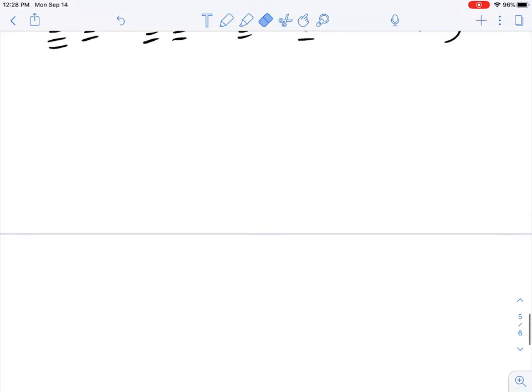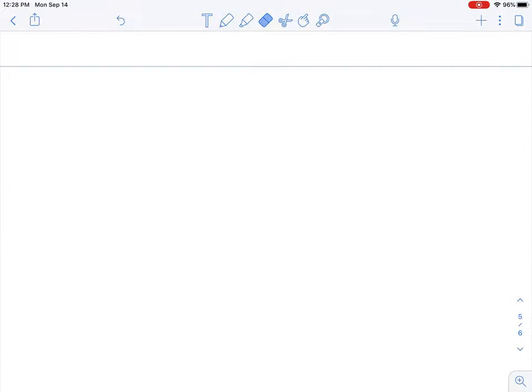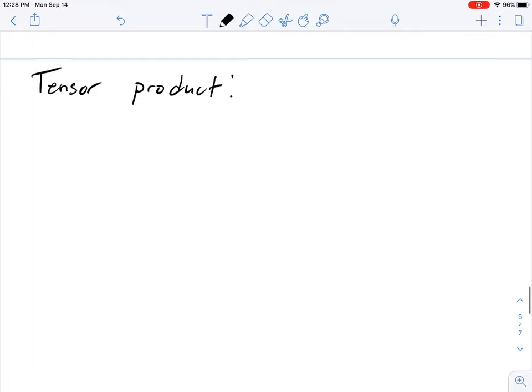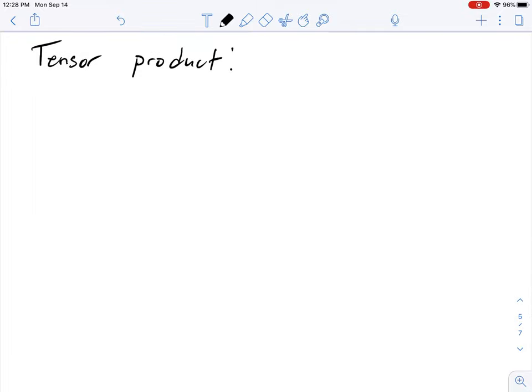All right. So now let's talk about the tensor product. Given two vectors in the vector space, which we'll restrict to inner product spaces right now. This all works for vector spaces that are not inner product spaces if you consider the dual space, but we're always going to have an inner product, so it makes it a little easier to wrap your head around.